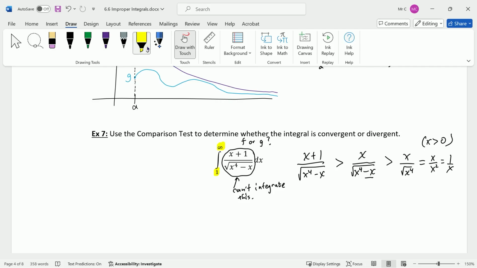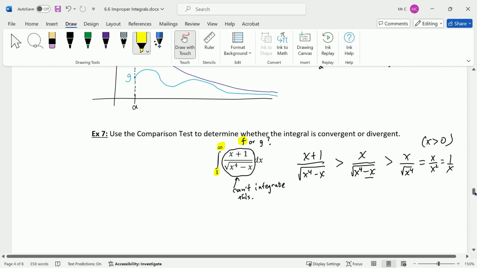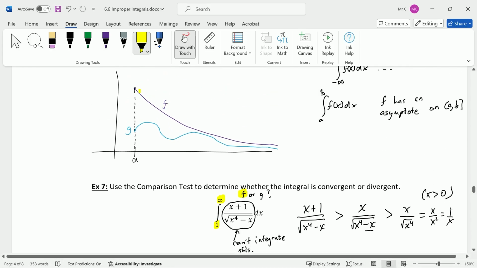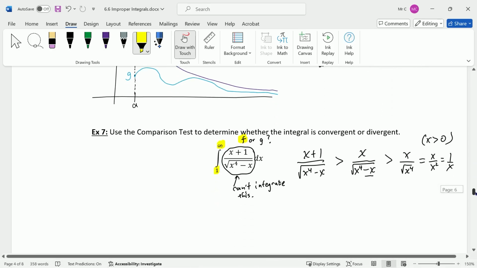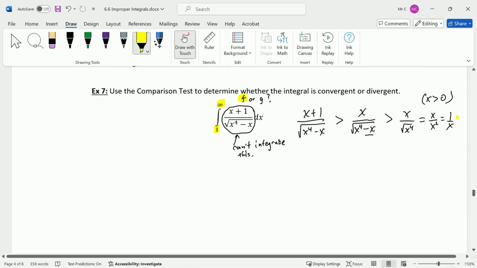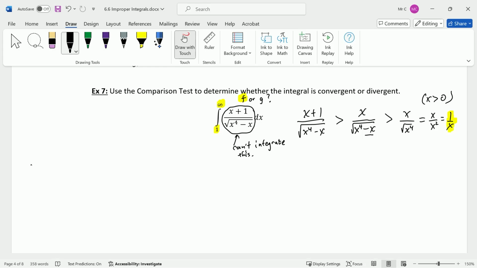So what did I discover? Hey, this is bigger than 1 over x, so I'm really thinking of this in the formula above as the f function. That graph is not the actual graph of the function we're dealing with here, just for visual idea. So I know that I should compare it to 1 over x, and so what I'm going to do is look at the integral from 1 to infinity of 1 over x.